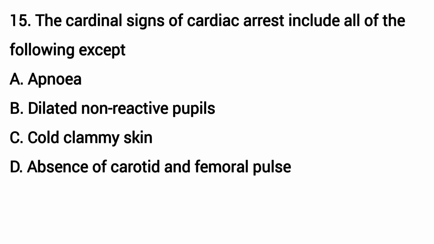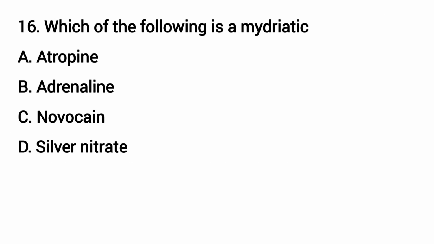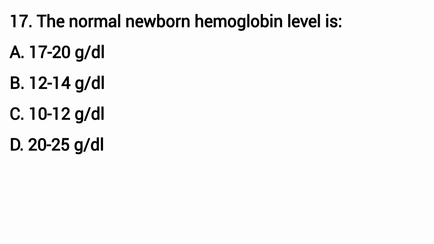The cardinal signs of a cardiac arrest include all of the following except. The answer is B. Dilated non-reactive pupils. Which of the following is a mydriatic? The answer is A. Atropine. The normal newborn hemoglobin level is. The answer is A. 17 to 20 gram per deciliter.